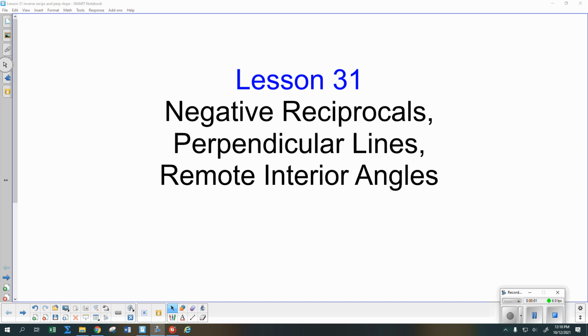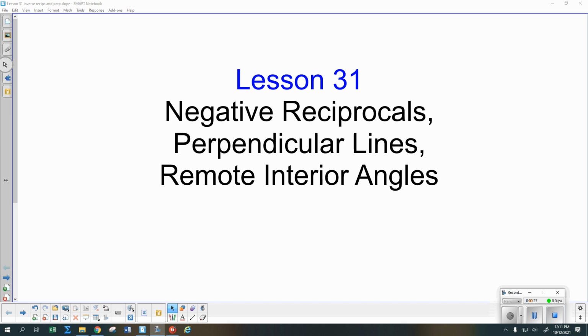So as we get ready to start lesson 31, does anybody think you know what negative reciprocals might be? It's basically like the reciprocal of something, but just the opposite sign. Okay, so opposite sign, but what's a reciprocal? Say 3, the reciprocal would be 1/3. The reciprocal of 3 would be 1/3.